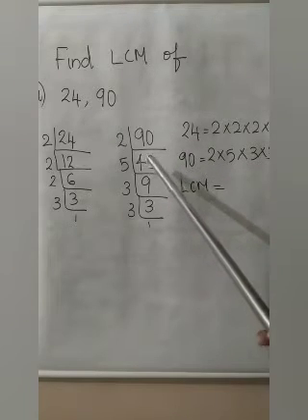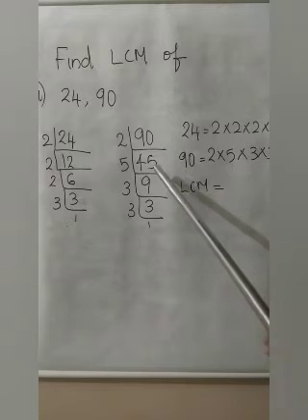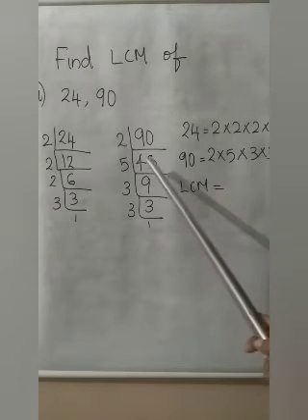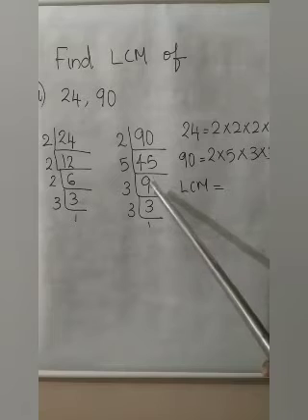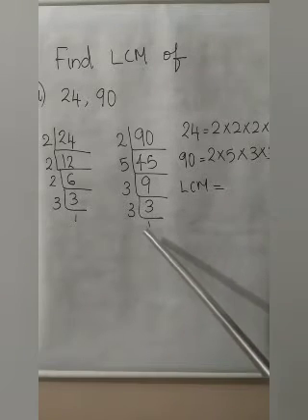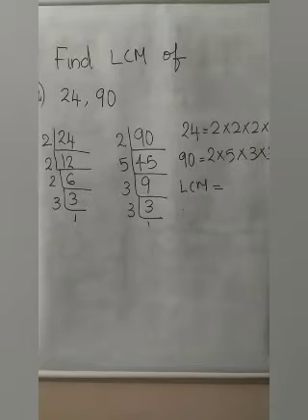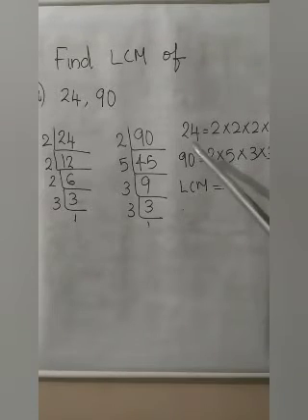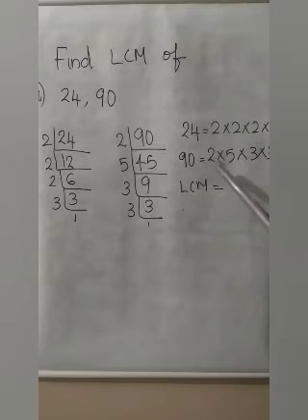45. Since the number is ending with 5, we can go for 5. So 5 in 45, how many times? 9. Then 3. 3 in 9, 3 times. 3 is a prime number. Again 3. So we prime factorize both the numbers. 24 is equal to 2 into 2 into 2 into 3. 90 equal to 2 into 5 into 3 into 3.